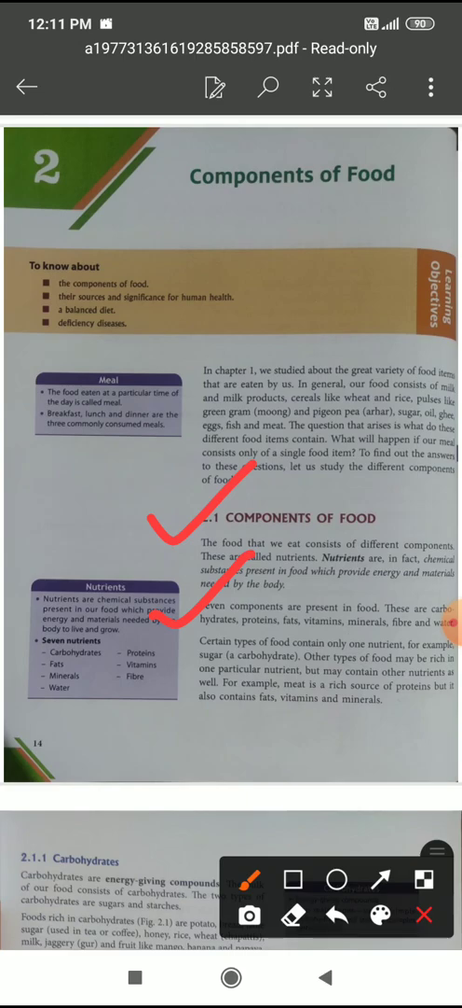Certain types of food contain only one nutrient. For example, sugar. Sugar has only carbohydrate. Other types of food may be rich in one particular nutrient but may contain other nutrients as well. For example, meat is a rich source of protein, but it also contains fats, vitamins and minerals.